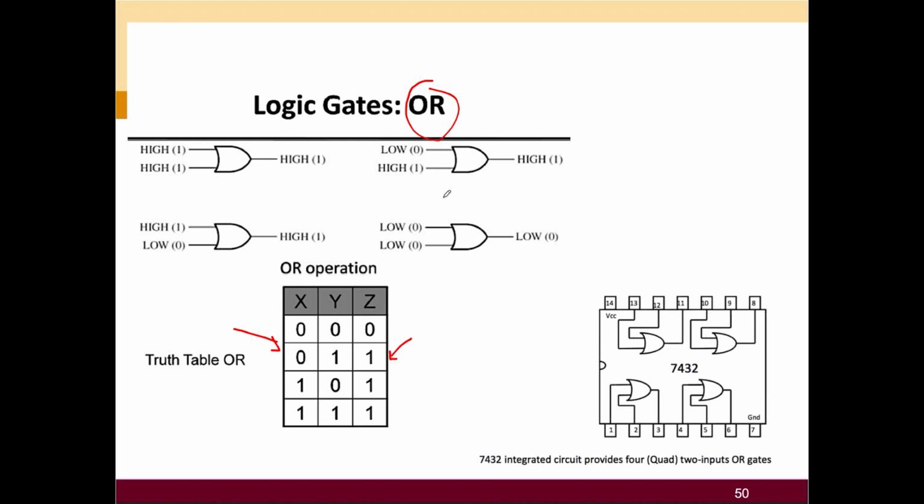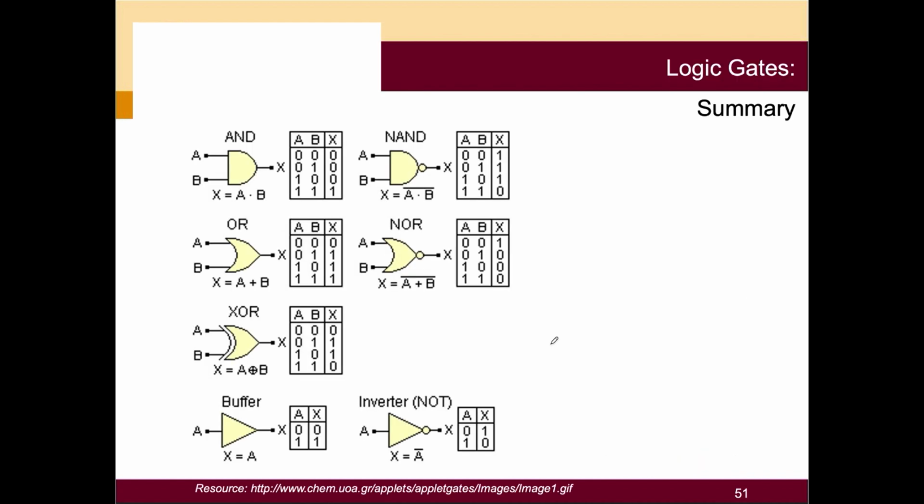And this is another example. If you're having the OR gate, you can have it inside the 7432 IC, which also has 4 OR gates, and the inputs are all 2. So that is how it looks. And we can summarize it: our AND, and then OR, and our NOT gate.